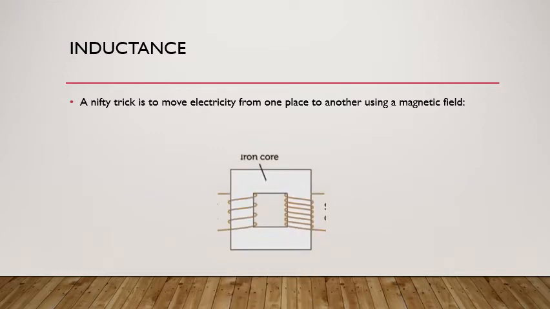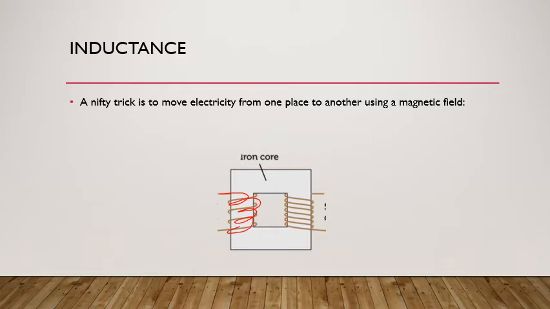You can see we have a big piece of iron there, and we have two coils that are wound around it. We have one on the left-hand side, and you can see it's got a little wire around it, and it's going to have a current that goes through it. We're not going to put a current through the other one.